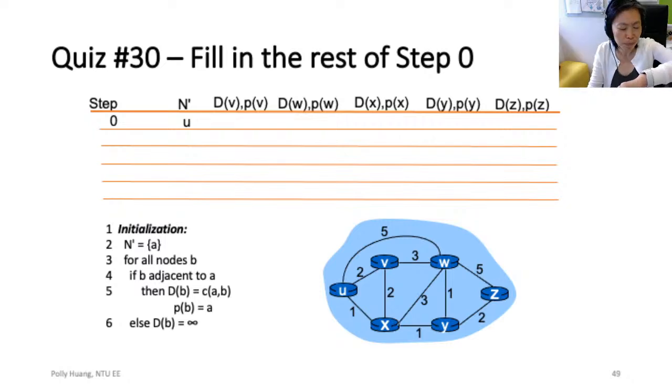Now, this one should be relatively easy, so let's give it some 3 minutes. Okay, when you're done, type up what you think dv pv should be, what dw pw should be, and all the way to dz pz.